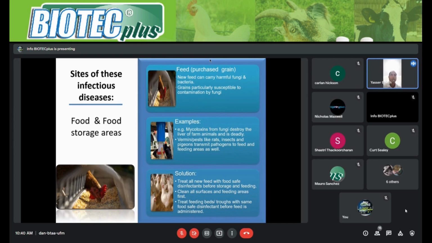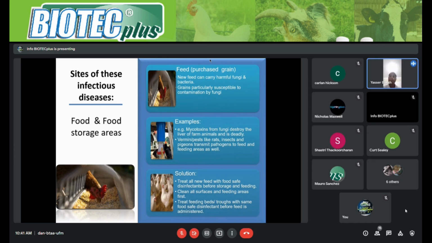So the mycotoxins, we want to be able to remove those mycotoxins, right? And to be able to do so, we must be able to kill or eliminate the fungi. Again, second point, the vermin and the pests, such as rats, insects, and pigeons, transmit pathogens to the feed and to the feeding areas as well.